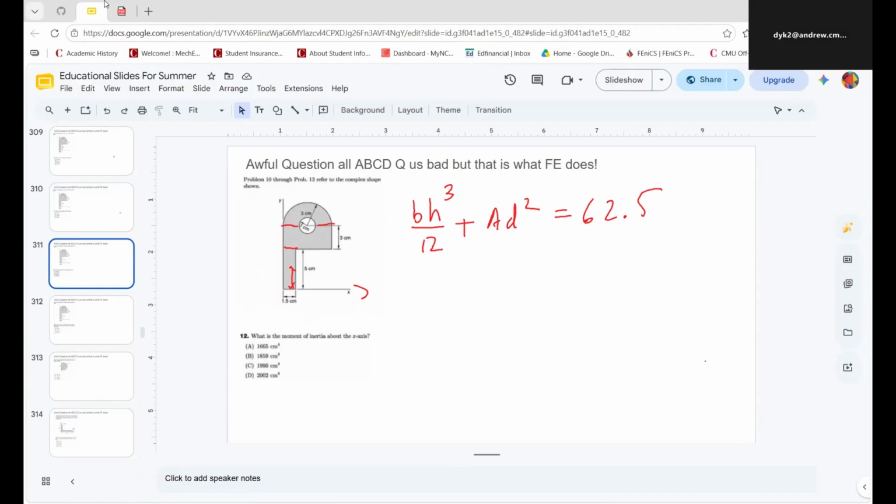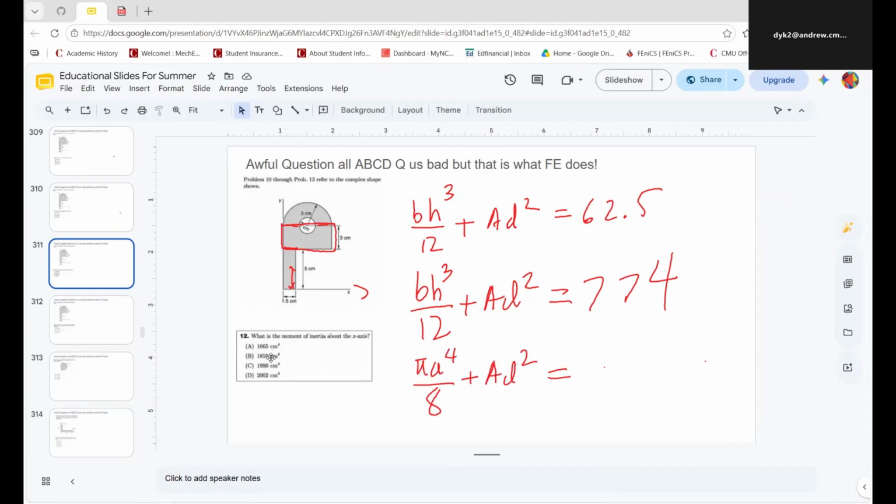We do region 2 next, which is this over here, which is again bh cubed divided by 12 plus Ad squared. This time it is 6 multiplied by h, which is 3, cubed, divided by 12, plus area, which is 18, multiplied by distance, which is 5 plus 1.5 in parentheses, squared, which is about 774, which kind of makes sense. That doesn't sound right. I think I made a mistake here.